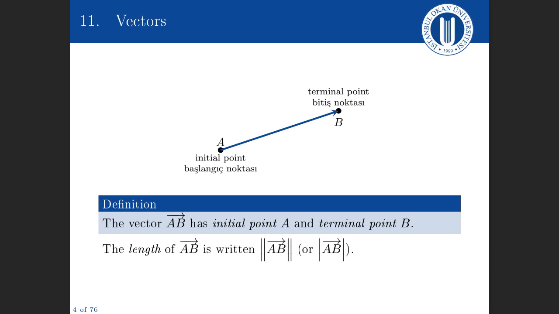If we have a vector which starts at A and finishes at B, we can call this the vector AB. This has initial point A and terminal point B. The length of the vector we typically write as two vertical lines, AB, two vertical lines. You might see some books using one single line, but the standard is to use two vertical lines.